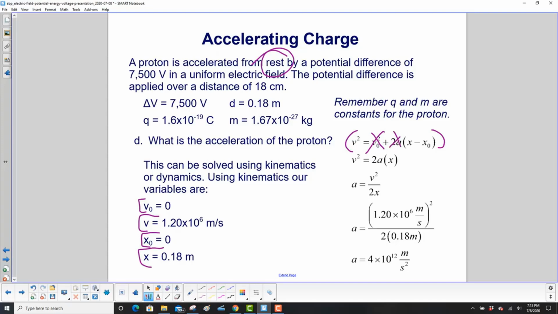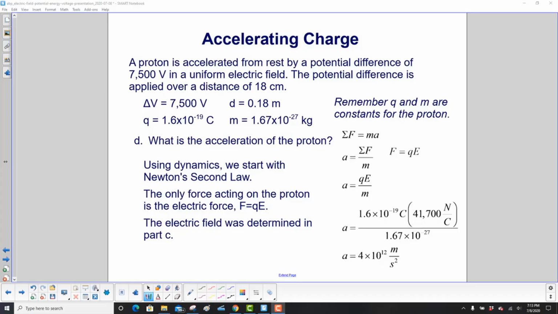Acceleration then, divide both sides by 2x, and we get the acceleration is v squared over 2x. Put in v, square it, divide by 2 times x. And we get the acceleration is 4 times 10 to the 12th meters per second squared.